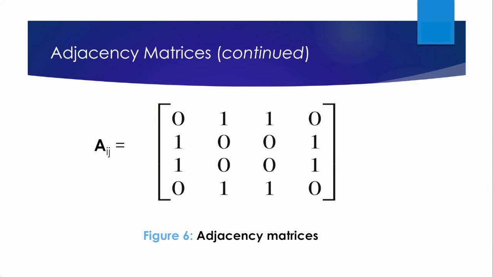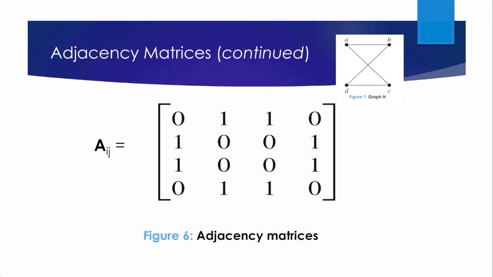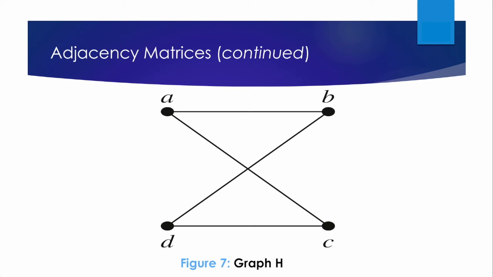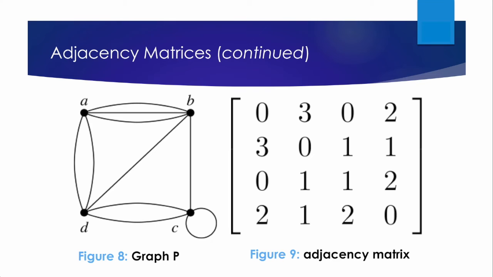Once we have 1 in the entry of row i and column j, we draw an edge between the vertices. If we have 0, then there is no edge between them. As a result, the graph H is shown in figure 7, which represents the adjacency matrix shown previously in figure 6. Adjacency matrices can also be used to represent undirected graphs with loops and with multiple edges.